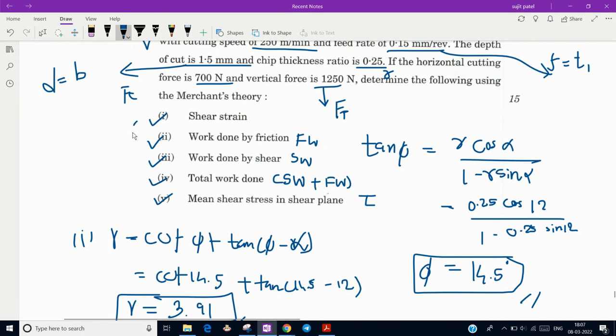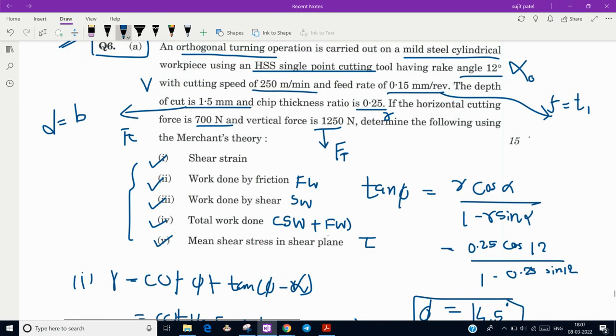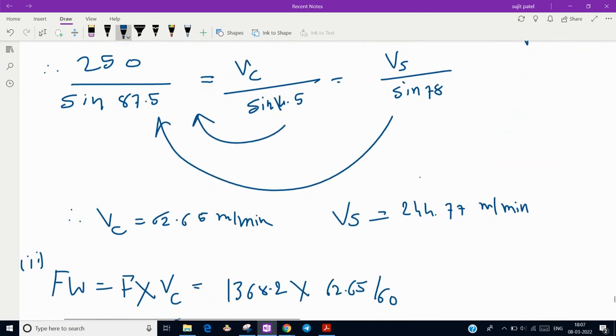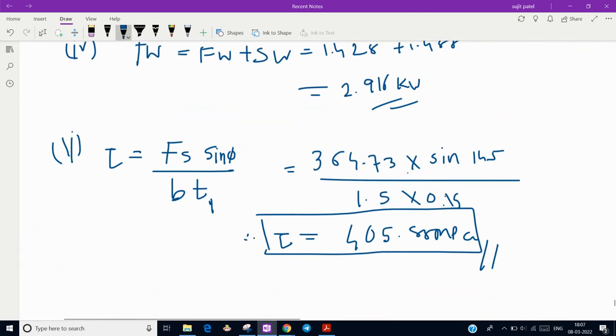In such a manner you can solve this and you will easily get 15 marks out of this. Okay, so I hope you like this solution, and in the next video we will see a new question solution.